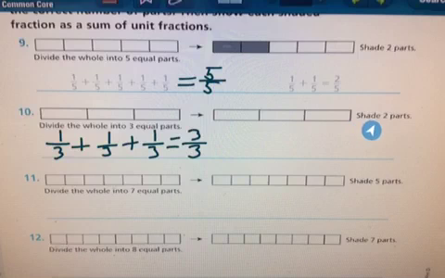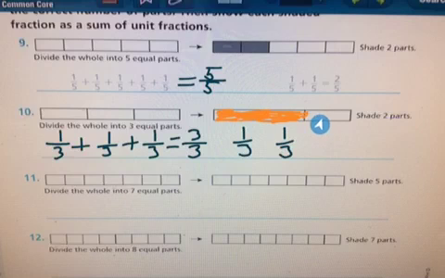And here it's asking us to shade 2 parts. So we're going to shade 2 pieces of this fraction bar. And now we say, well, here is a unit fraction that's shaded, so that's 1/3. Here is a unit fraction that's shaded, so that's another 1/3. And this is not shaded. So of shaded area, we have 1 unit fraction and 2 unit fractions, so 2 pieces that are shaded.